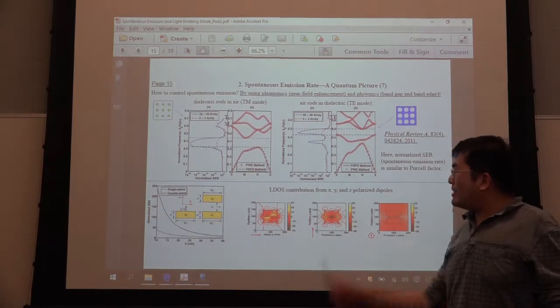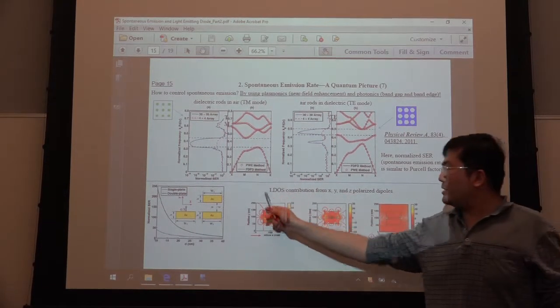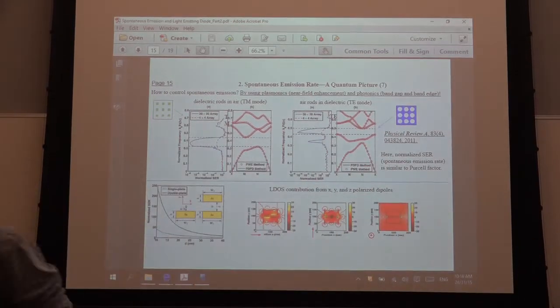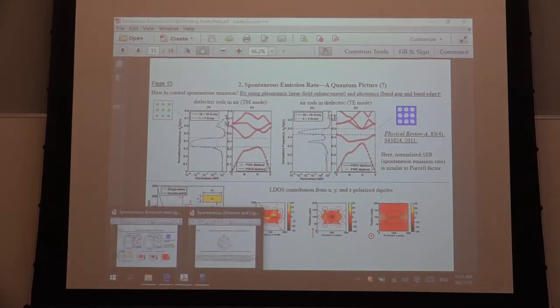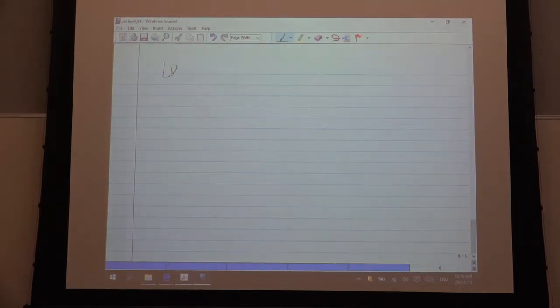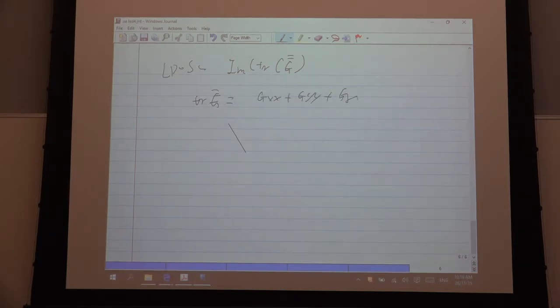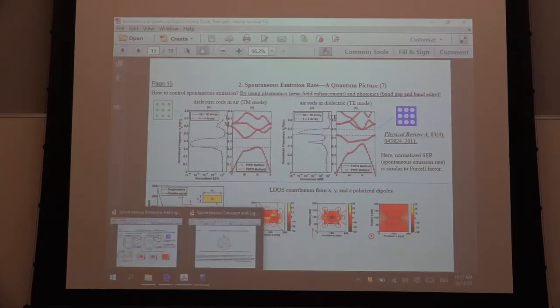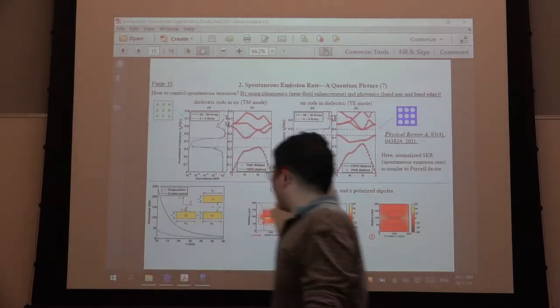So spontaneous emission depends on the local density of states. What is the local density of states? The LDOS is proportional to the imaginary part of the trace of the Green function. The trace of the Green function is just Gxx plus Gyy plus Gzz. Okay, so this is the trace. This is the LDOS. You can see that different dipoles have different contributions.